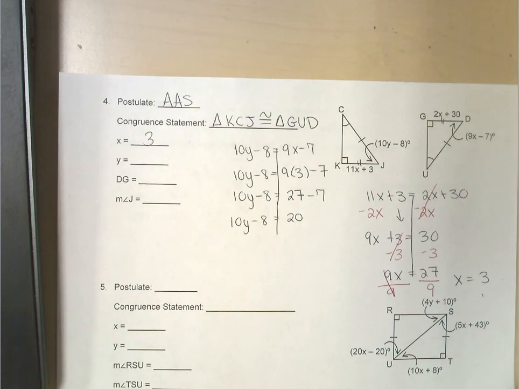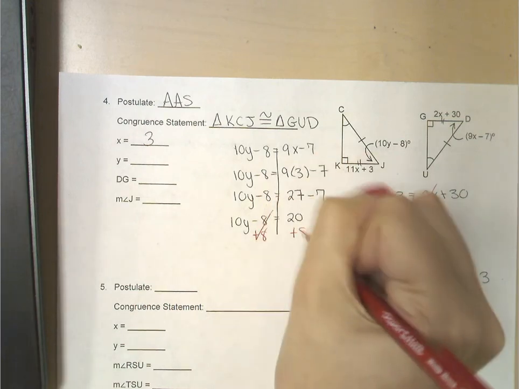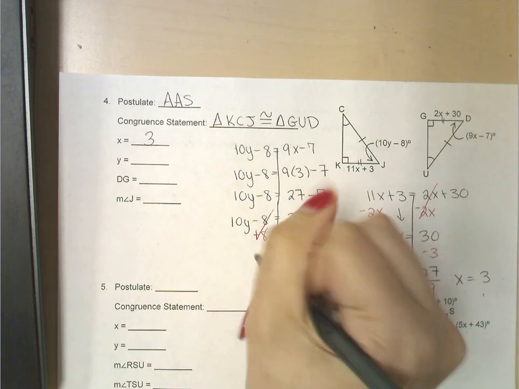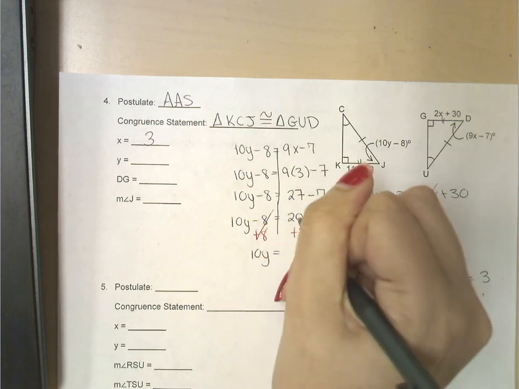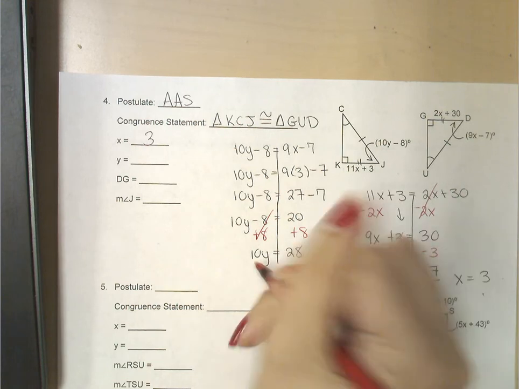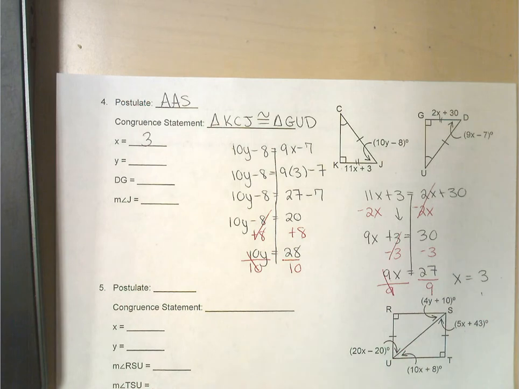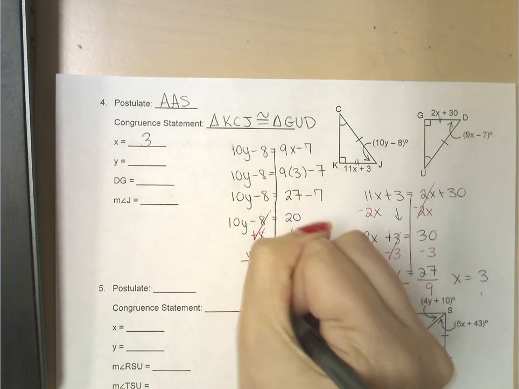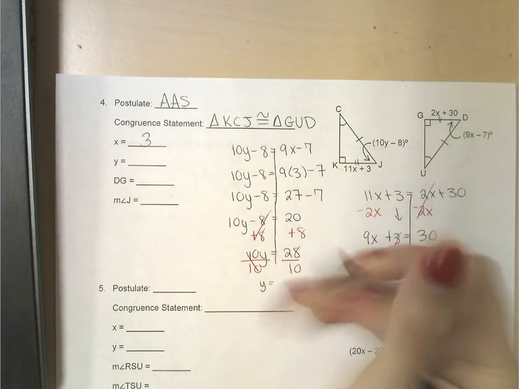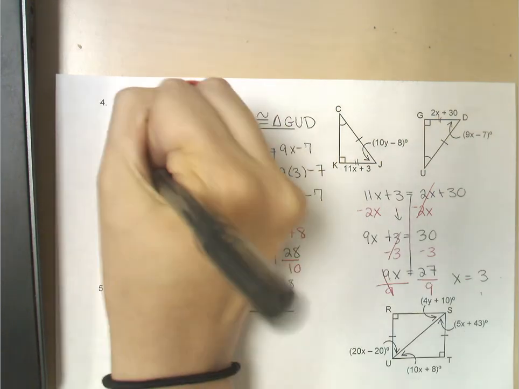And then from here, get y by itself. So I gotta cancel the 8. So I'm gonna add it to both sides. I'm left with 10y, and then 20 plus 8 is 28. And then to get rid of the 10, I divide both sides by 10. So I have y equals 28 divided by 10, which is 2.8. So my y is 2.8.